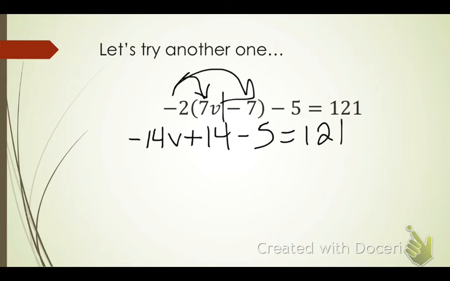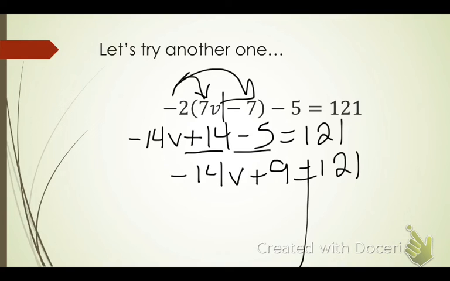Okay, so that was step 1, distribute. Step 2 is to combine like terms. Okay, this doesn't look like a two-step equation right now because I have 3 things on my left side of the equal sign. So I'm going to combine like terms. Well, I don't see any other v's, but I do see 14 and minus 5. Those are like terms. So I'm going to say 14 minus 5. So I'm going to write -14v, 14 minus 5 is plus 9, equals 121.